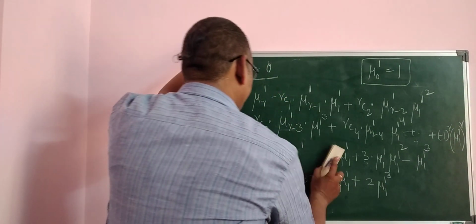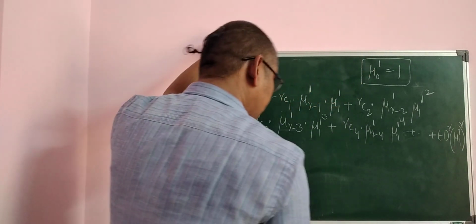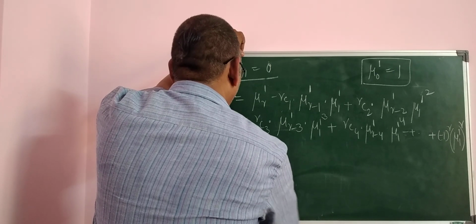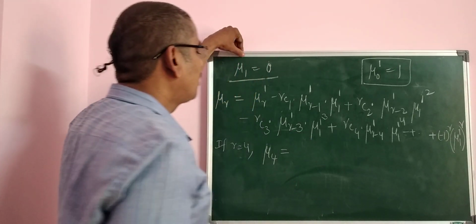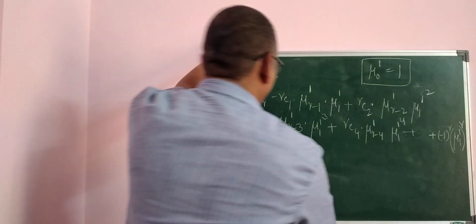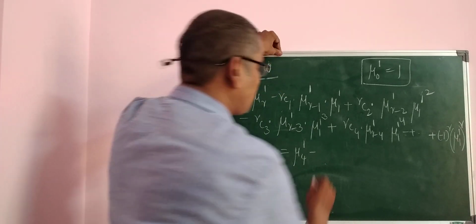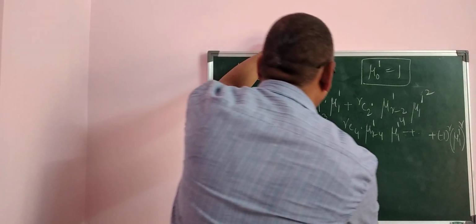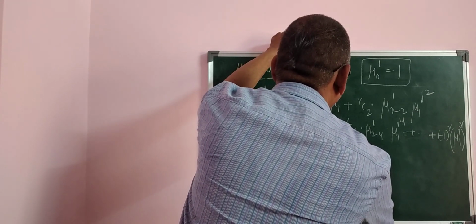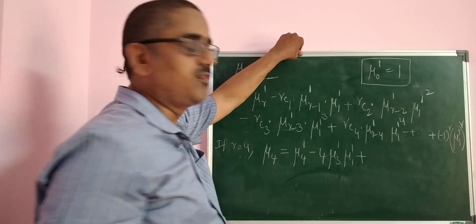R is equal to 4. So if you consider r is equal to 4, what is the relation we can obtain? That is mu 4 is equal to, substitute r is equal to 4, mu 4 dash minus 4c1. It is 4, 4 into mu 4 minus 1, that is mu 3 dash mu 1 dash, plus 4c2. 4c2 value is 6.